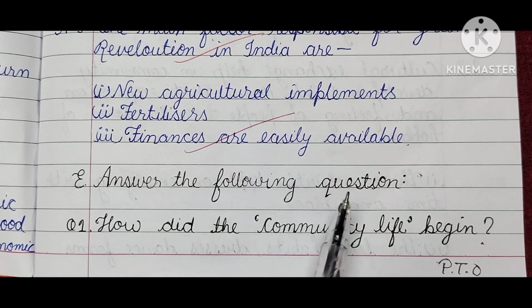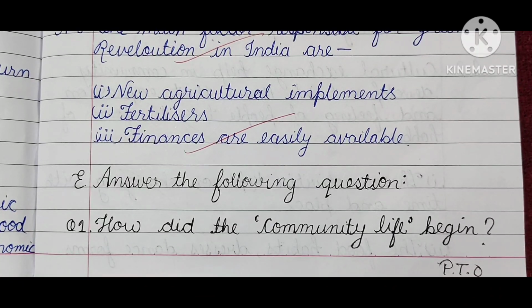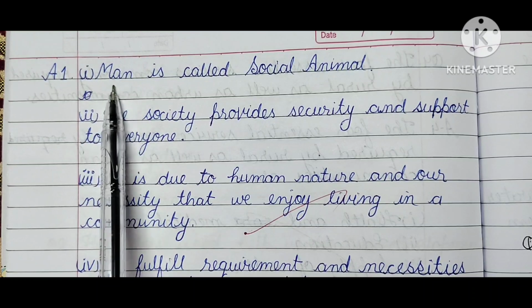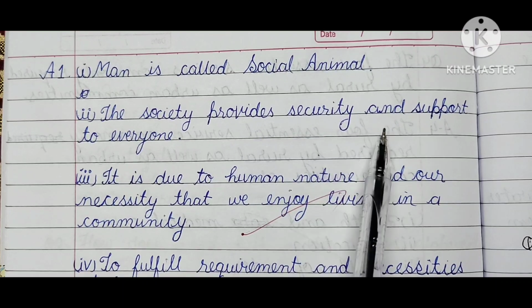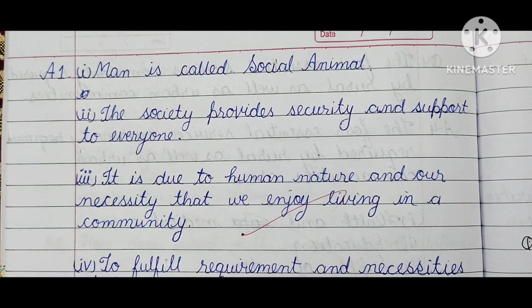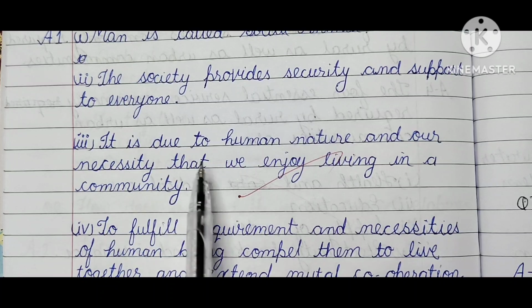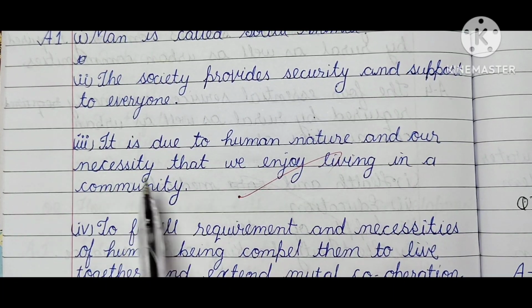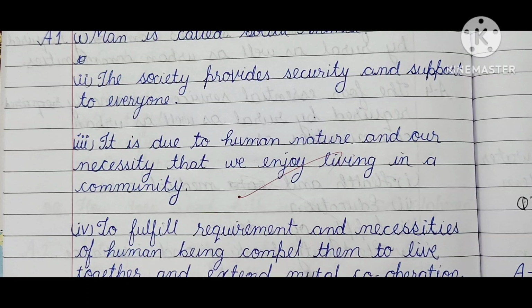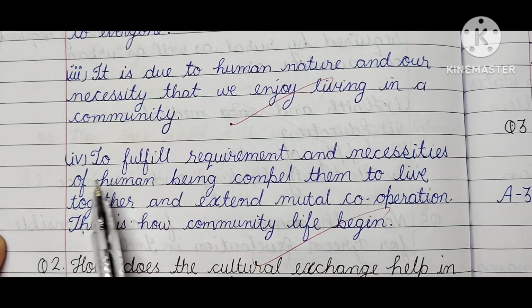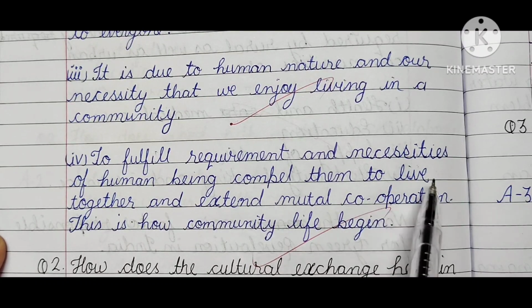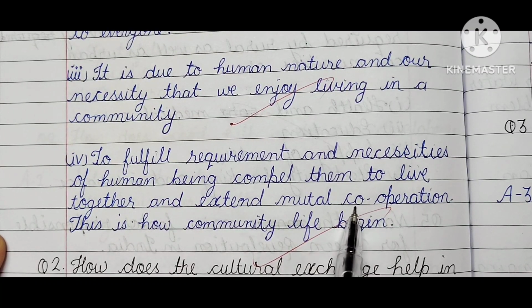E. Answer the following question. First, how did the community life begin? Answer. First, man is called social animal. Second, the society provides security and support to everyone. Third, it is due to human nature and our necessity that we enjoy living in a community. Fourth, to fulfill requirement and necessity of human being compel them to live together and extend mutual cooperation. This is how community life begins.